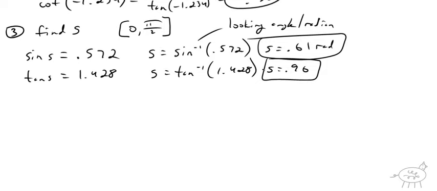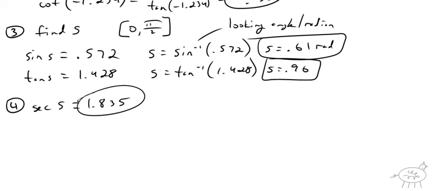The fourth type of problem is this. What if I told you secant of S is equal to 1.835? All right, well, it's a different kind of problem because we don't have an inverse secant button, right? So what I always told you, math fans, is that this is a ratio. When I taught you sine of S, I said it's y over r, cosine of S, x over r. So secant goes with cosine, so instead of x over r, it's r over x.